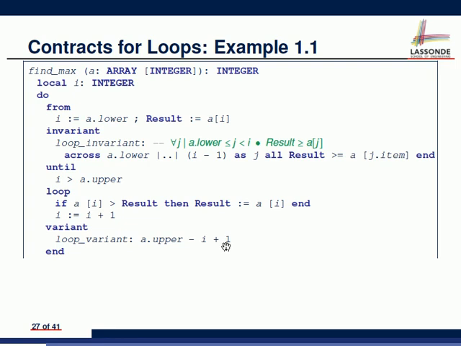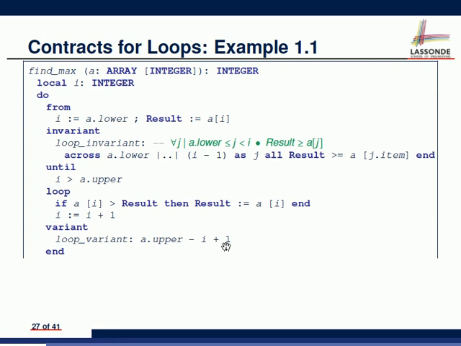Which one is the variable? Which one will change? To be more precise, you can see this expression contains 3 different integer expressions. We got a dot upper, we got I, also we got 1. Do they always change, or only some of them? Only I, right? A dot upper doesn't change because we don't intend to resize the array. 1 doesn't change, of course.